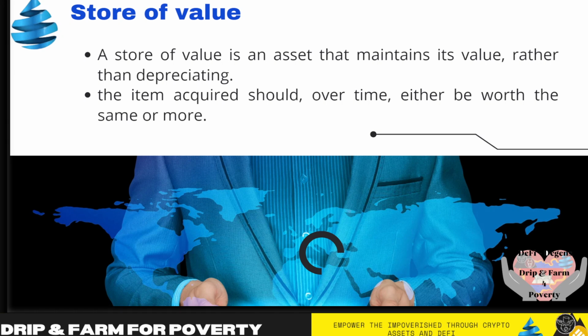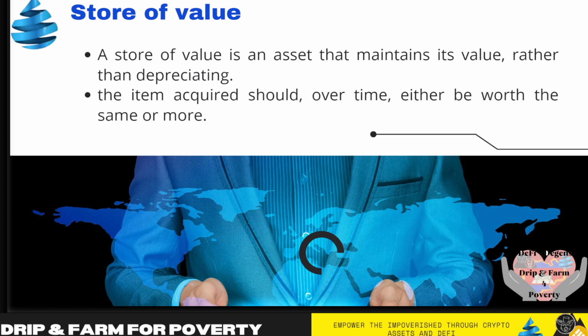So a store of value is an asset that maintains its value rather than depreciating. The item acquired should over time either be worth the same or more. So most people refer to Bitcoin as a store of value. Even though there are a lot of traders, there are people that hold Bitcoin because they believe that over time it's going to continue to go up. And that's also the use case for most other non-meme tokens, such as your native coins like ETH and BNB and AVAX and things of that nature.